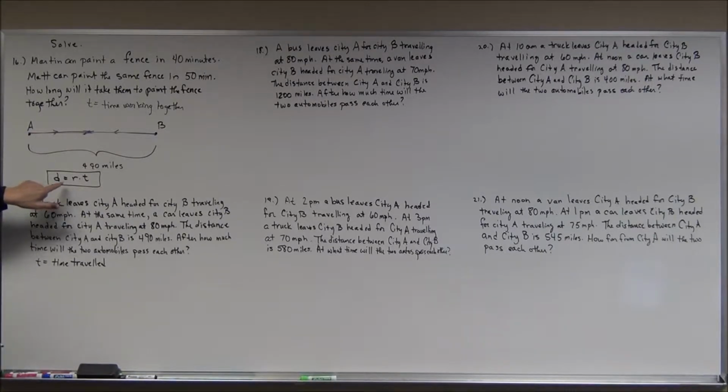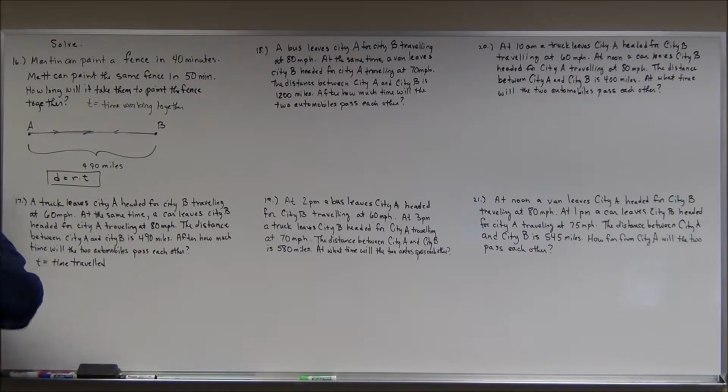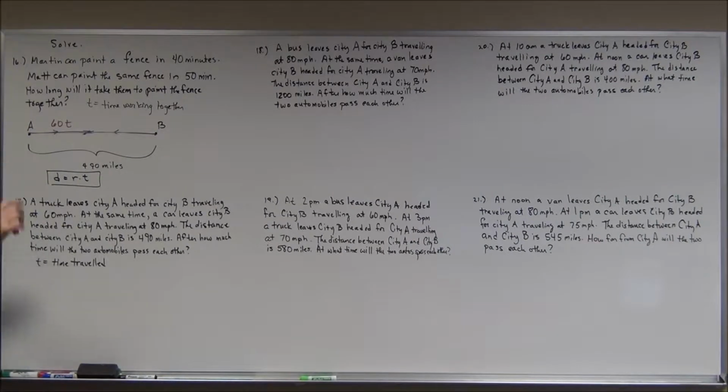Now remember, I just said distance equals rate times time. The truck, this is the truck going this way here, because it left city A, is going at 60 miles an hour. For t hours, 60 times t, he goes 60t a distance. This is the rate times the time. We just don't know the time yet.